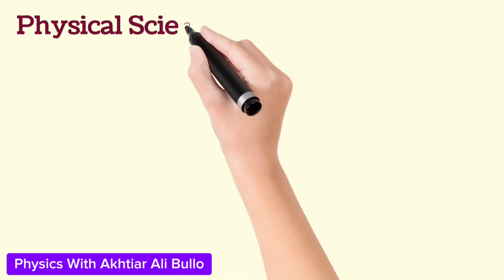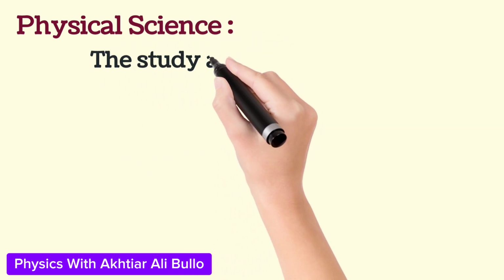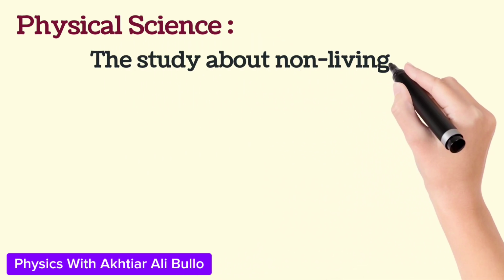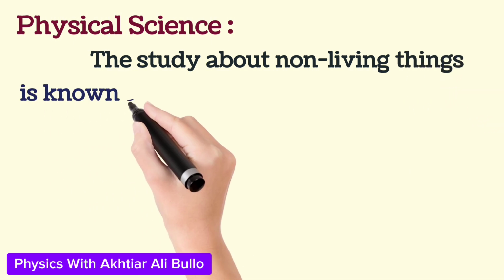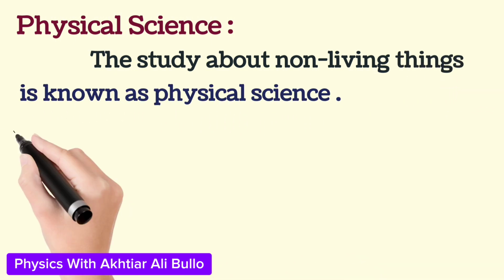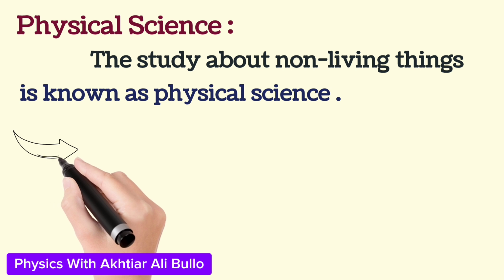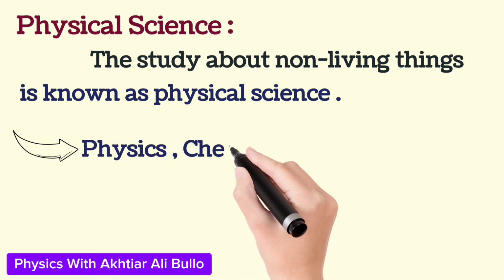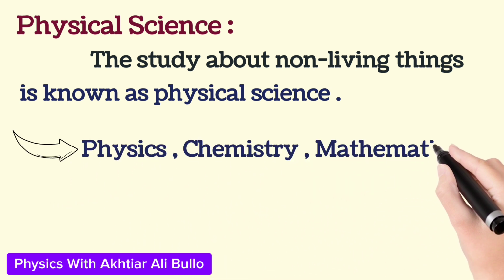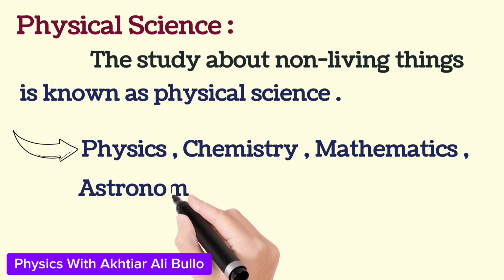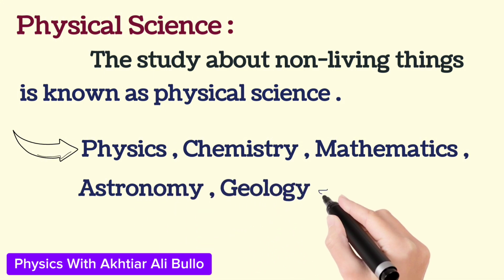The second one is physical science. The study about non-living things is known as physical science. Its main branches are physics, chemistry, mathematics, astronomy, geology, etc.